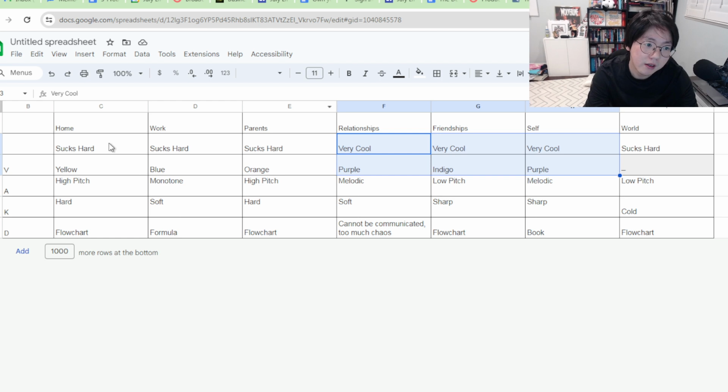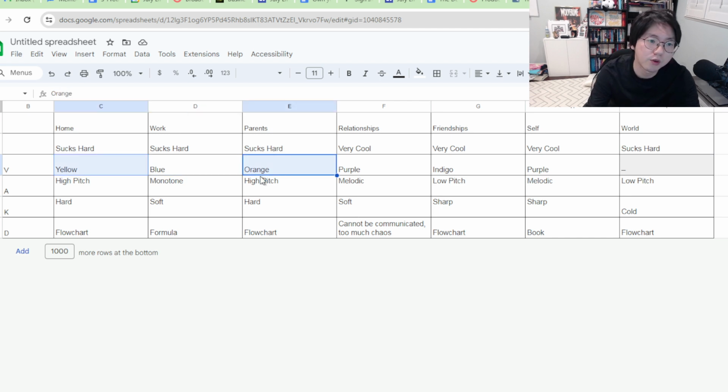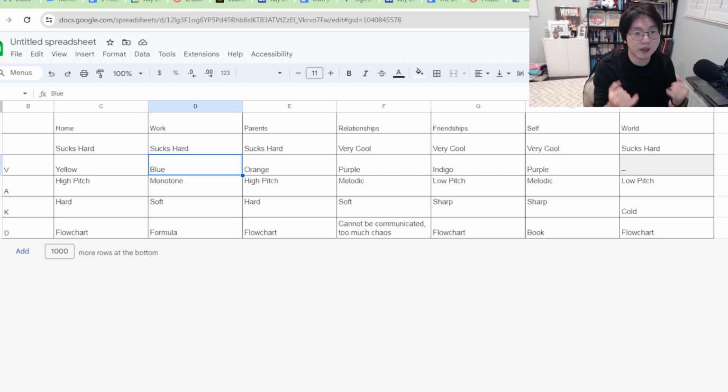Now, sucks hard seems to be a little inconsistent: yellow, and then blue and orange. If it was just yellow and orange, there would be an area in the yellow-orange part that resonates with sucky feelings. But the blue really stands out. So what can this mean? This can mean that your home, work, and parents suck for very different reasons. Can we make a little more sense out of that?